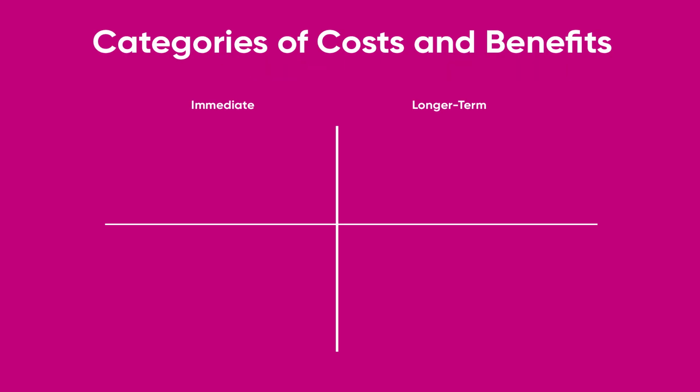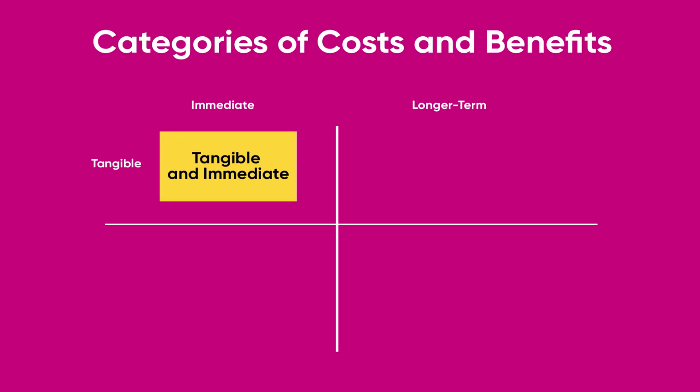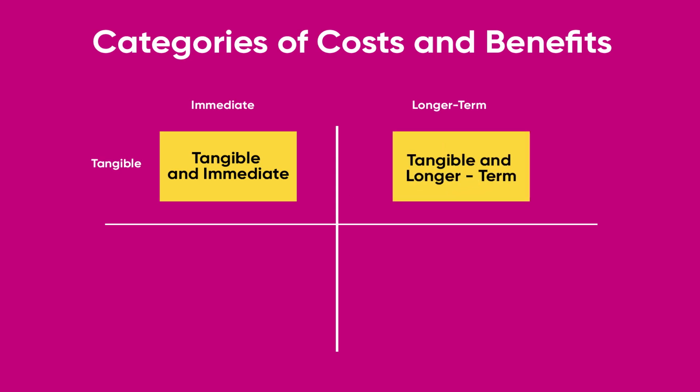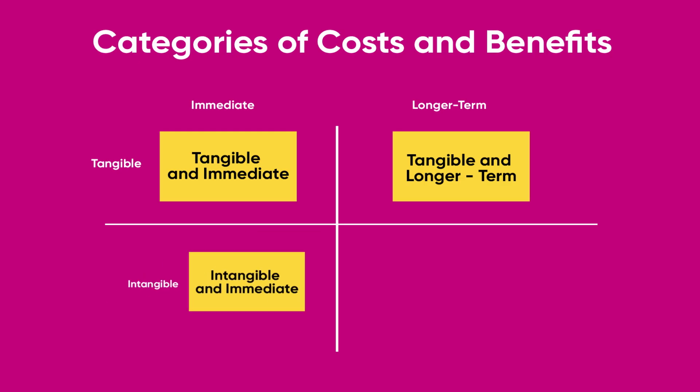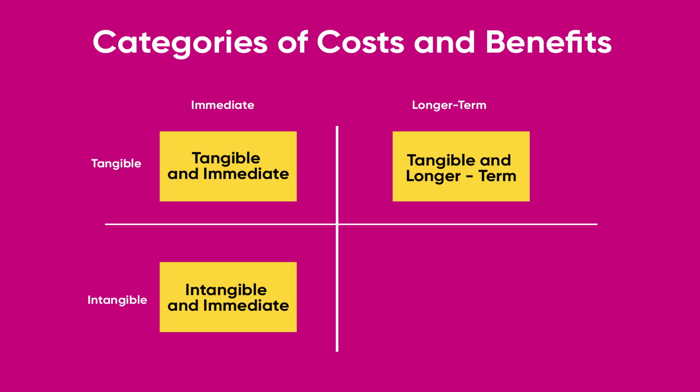Costs and benefits often fall into four main types. Tangible and immediate, quick wins you can measure, like new software costs or a rise in revenue. Tangible and long-term. Think savings from efficiency boosts or an investment in new tech that pays off over time. Intangible and immediate. These are harder to measure but valuable, like increased job satisfaction.